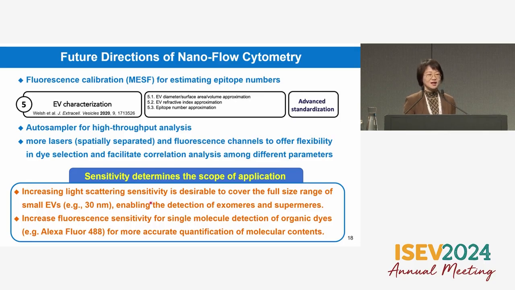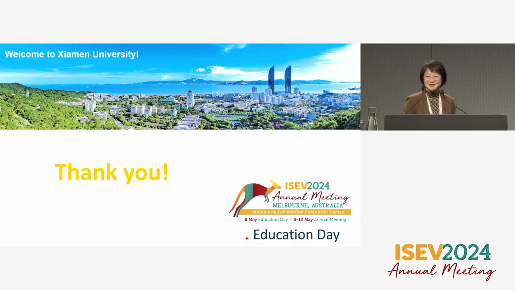Of course, the sensitivity determines the scope of application. So we would like to have a nanoflow cytometer that can sensitively detect and cover the full size range of EVs, maybe 30 nanometer EVs or even exomeres or supermeres. And in terms of fluorescence, it would be best to do single fluorescent molecule detection, not phycoerythrin, but organic dyes. Okay, that's all, and thank you.